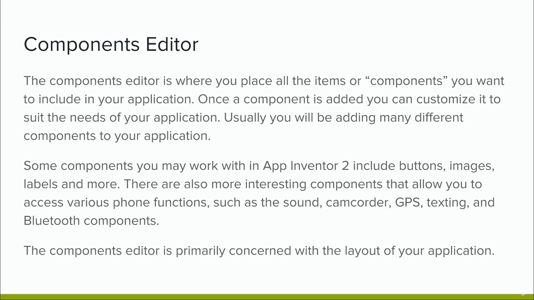Usually, you'll be adding many different components to your applications. Some components you may work with in App Inventor 2 include buttons, images, labels, and more. There are also more interesting components that allow you to access various phone functions, such as the sound, camcorder, GPS, texting, and Bluetooth components. The components editor is primarily concerned with the layout of your application.